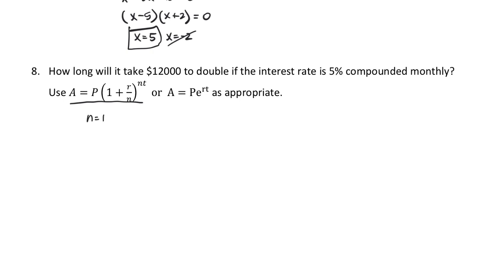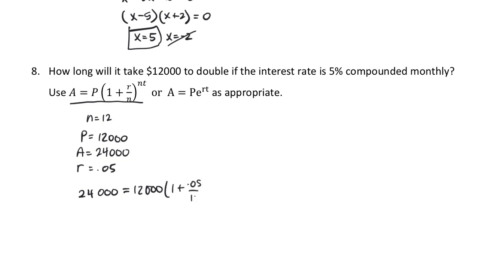which means n equals 12 because it compounds monthly. P is the principal investment, that's $12,000, and it's going to double. So the future amount is 24,000, and the interest rate is 0.05. So what we're solving for at this point then is the variable t. I divide 12,000 over on both sides.